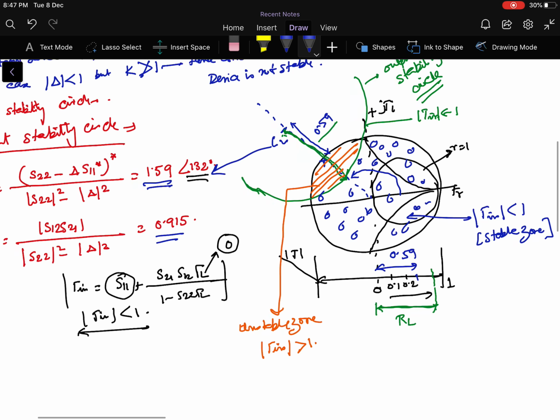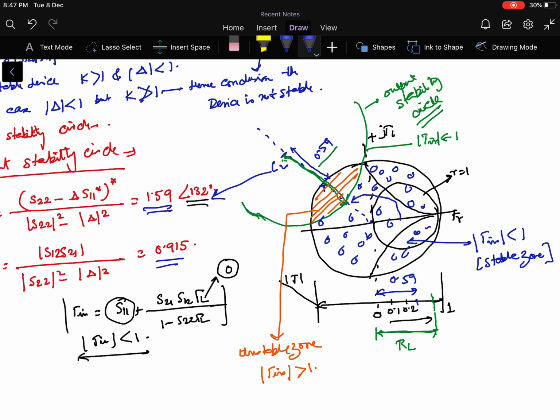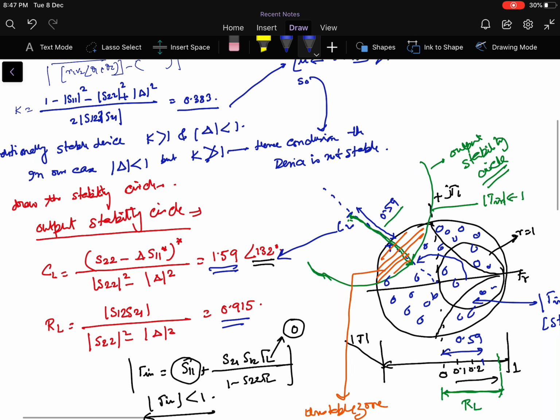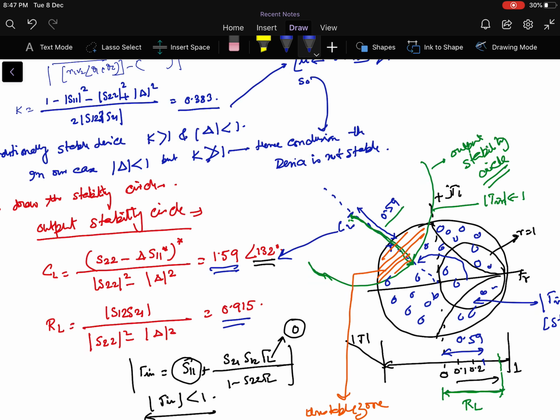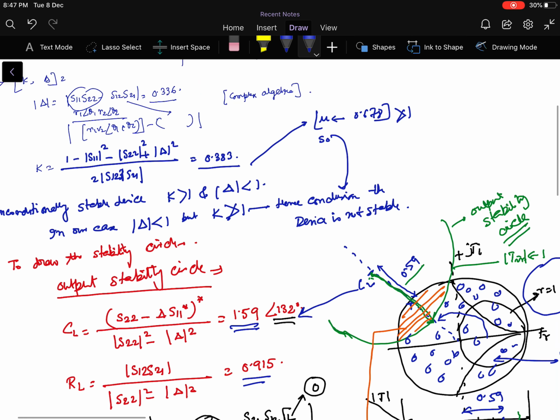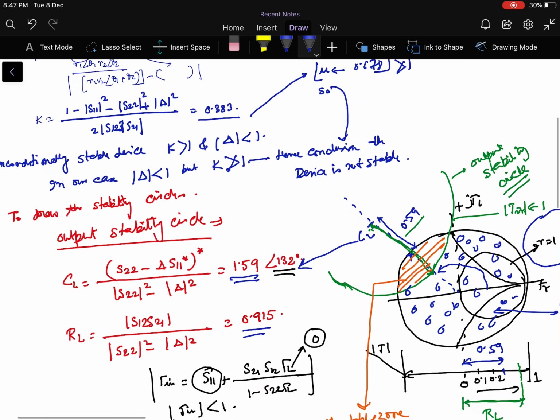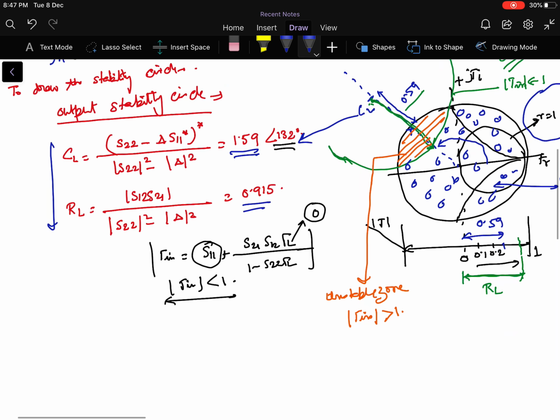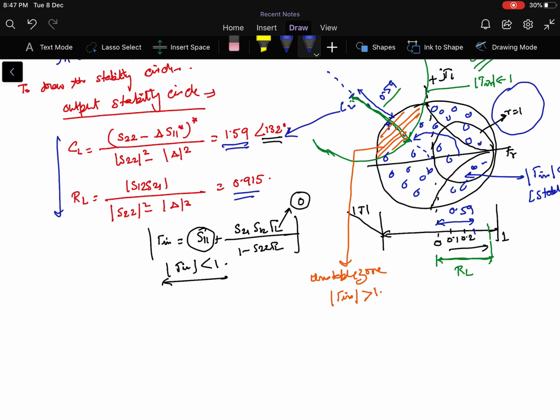The point of learning is how I took my radius and the center to draw the green color output stability circle. One might draw the input stability circle in the same way, which I am not showing here. You just have to take it and calculate the value. It might happen that it falls outside these things. If it is falling outside, in that case it is the case of unconditionally stable. The input stability circle you can take as an assignment. I showed the output stability circle, and you can draw the input stability circle on your own.